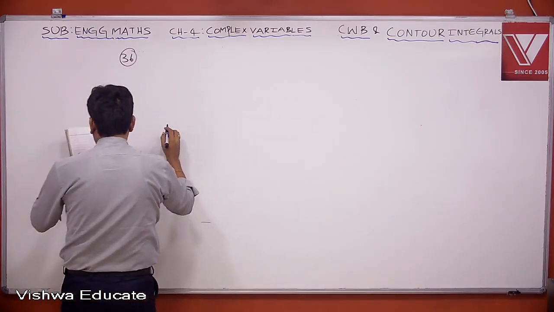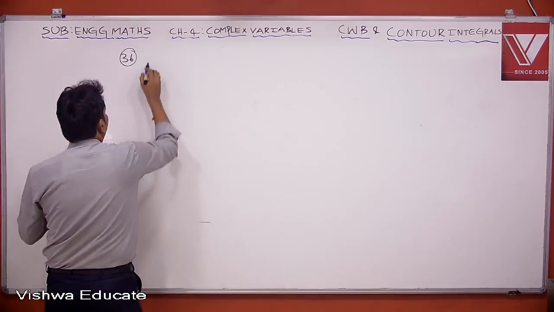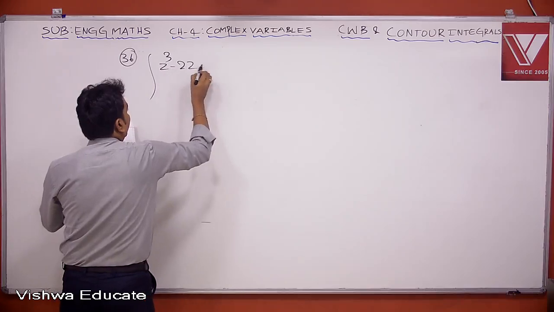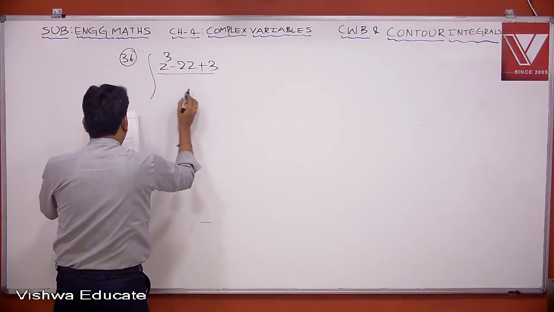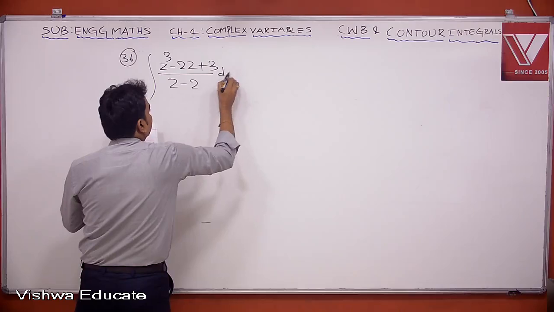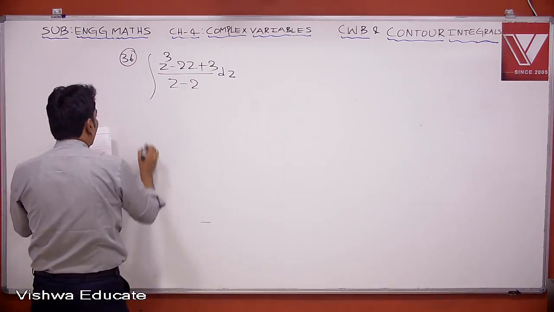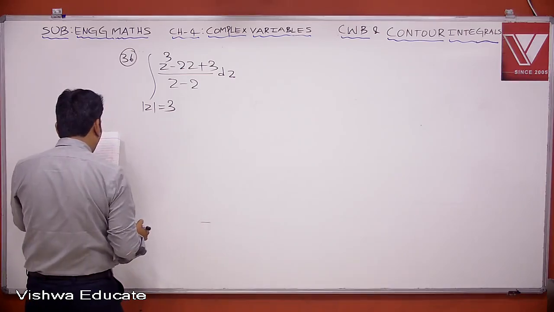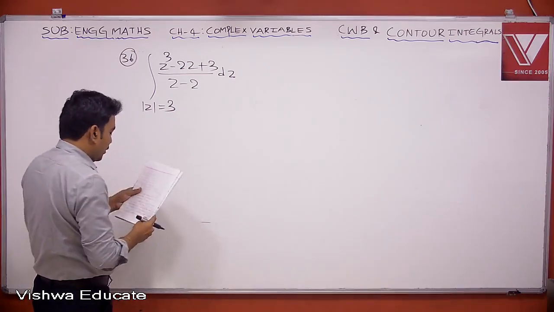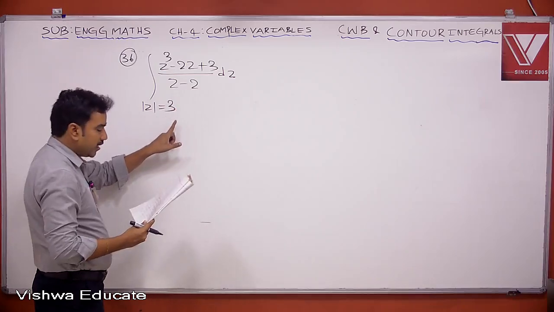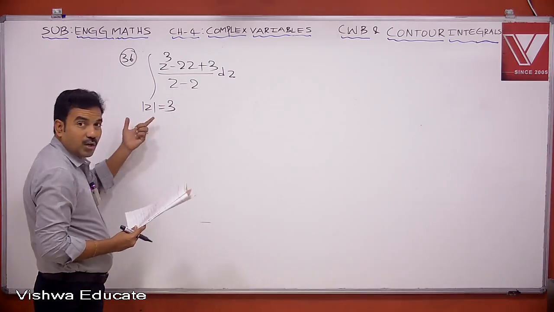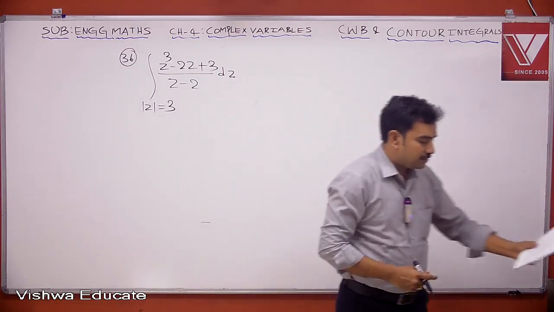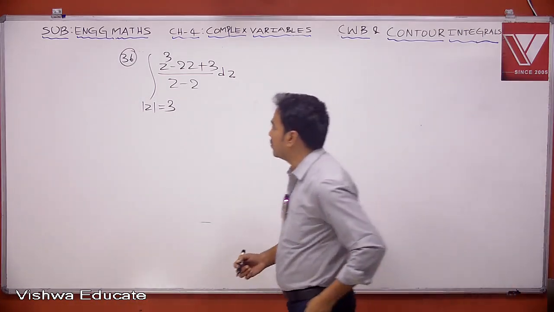The value of the integral in the complex plane. This is what? Integral z cube minus 2z plus 3 divided by z minus 2 dz along the contour mod z equal to 3 taken counterclockwise is. So we need to find out this contour integral where the direction of the contour is counterclockwise. So by default it is counterclockwise direction only. Now let us evaluate this.